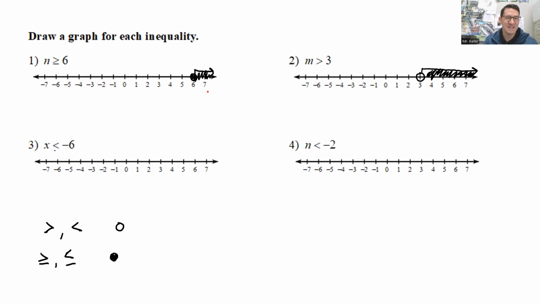This is saying x is less than negative 6, so it doesn't include negative 6. So open circle. And then everything less than negative 6 is going to be this way, the values to the left. And then the last one, n is less than negative 2. That's an open circle at negative 2. So everything less than negative 2 is everything to the left. There we go.